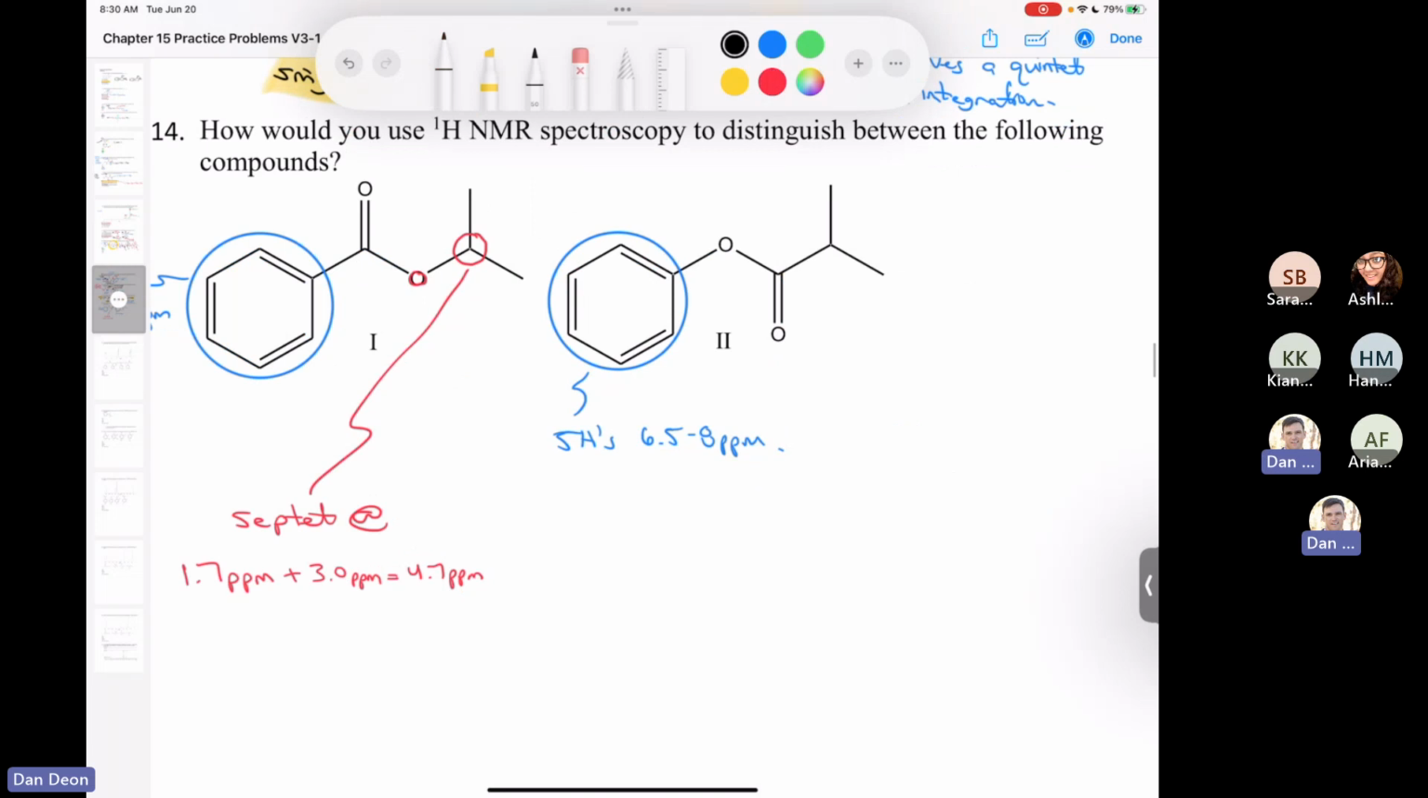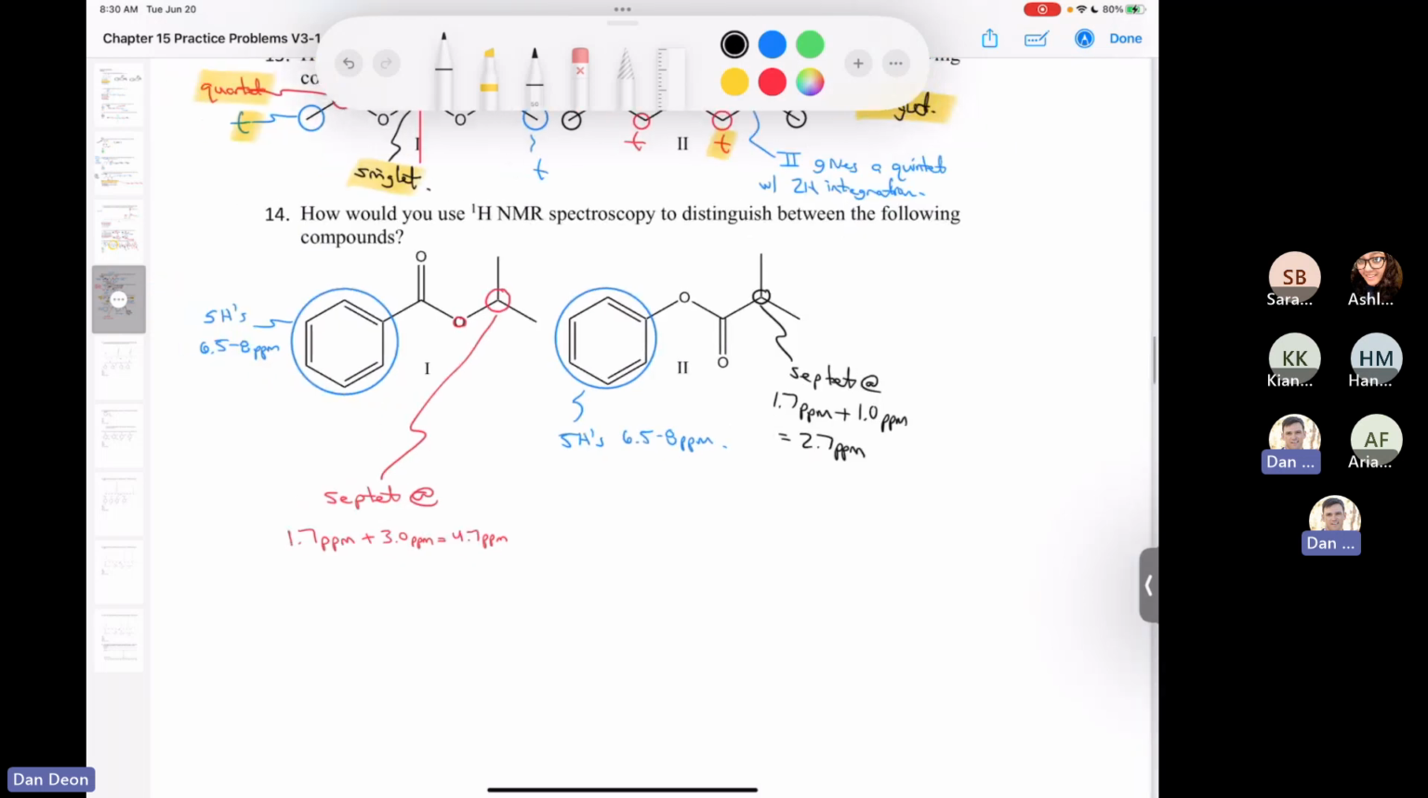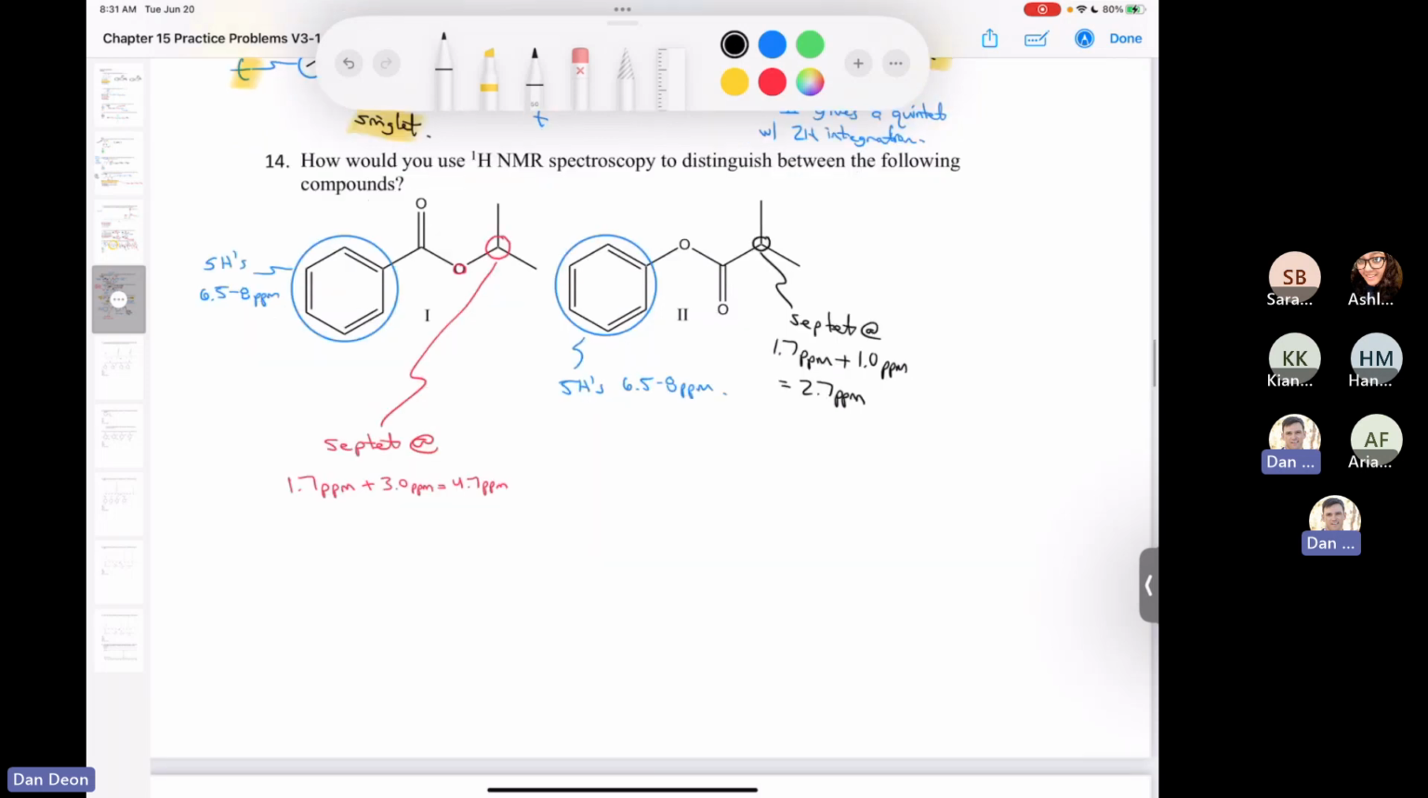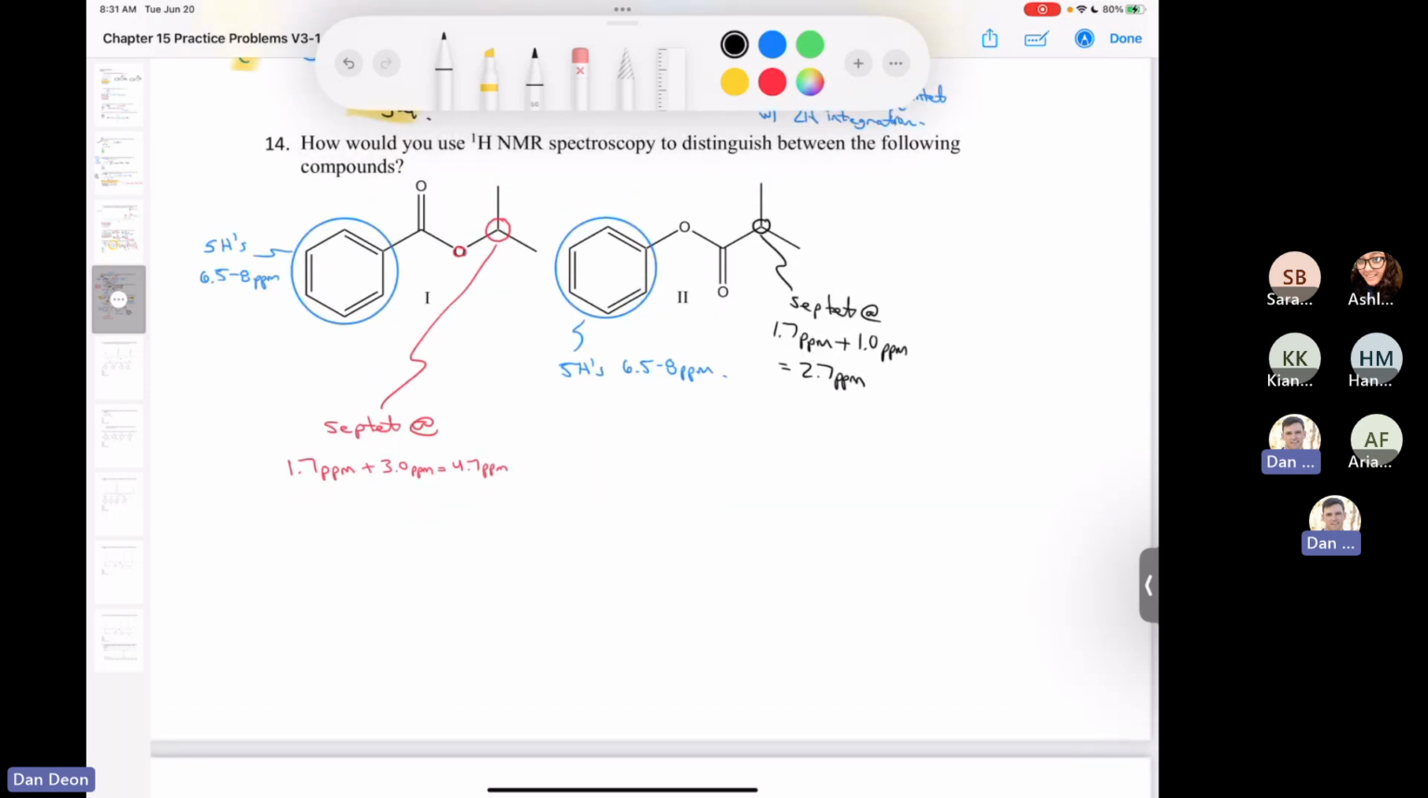Whereas in the other one, my septet is going to be at, so we start with 1.7 parts per million. And since it's alpha to the carbonyl, we only add 1 ppm, and we end up with 2.7 ppm. And so that's how you would differentiate between the two. The number 1 has a septet at 4.7 parts per million, and number 2 has a septet at 2.7 parts per million. You could also differentiate between the two of them using the doublet for the isopropyl methyl protons.